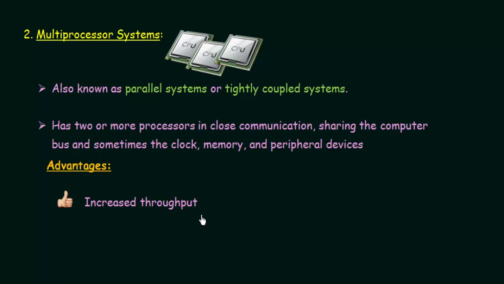And why is that? The answer is simple. That is because we have more than one processor which will parallelly do our work, and it will make it faster and more efficient. So that is what we mean by increased throughput.